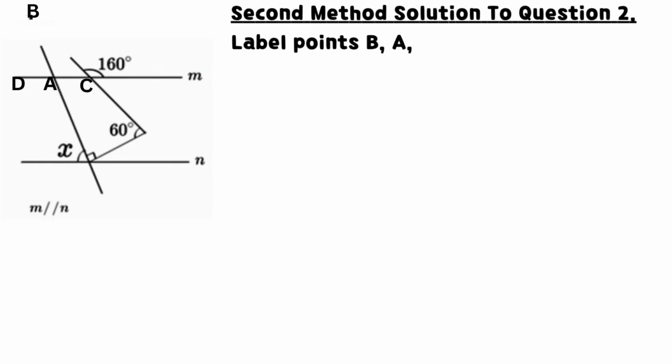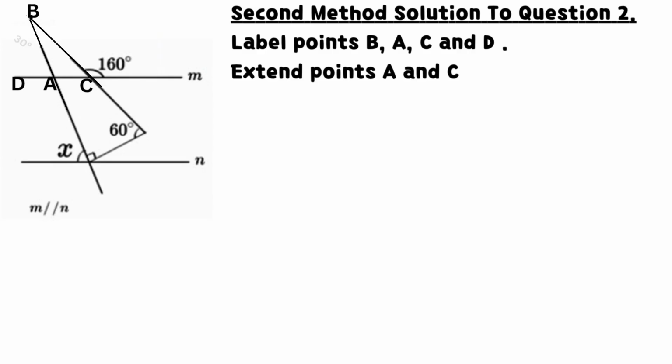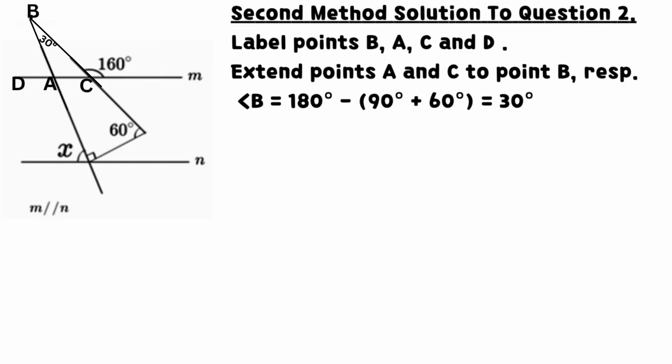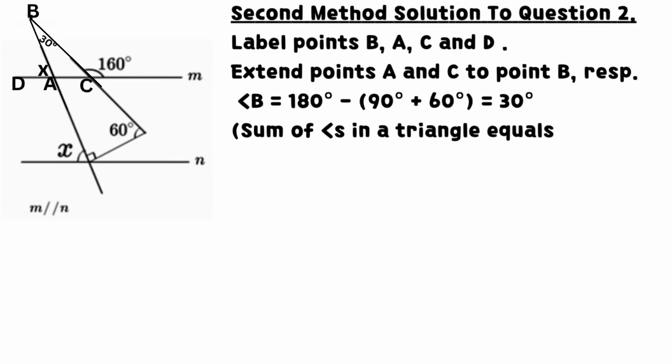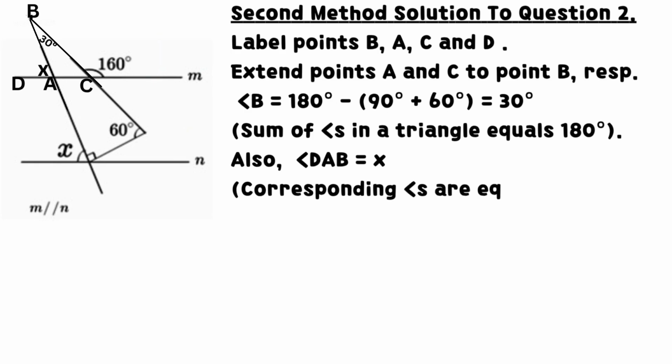Second method solution to question 2. Label points B, A, C and D. Extend points A and C to point B, respectively. Angle B equals 180 degrees minus, in bracket, the sum of 90 degrees and 60 degrees, bracket close, equals 30 degrees. This is because sum of angles in a triangle equals 180 degrees.